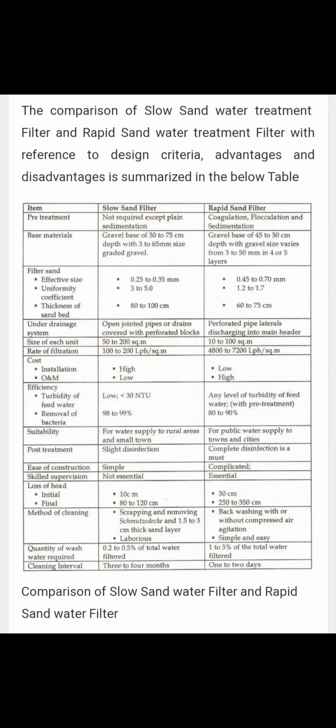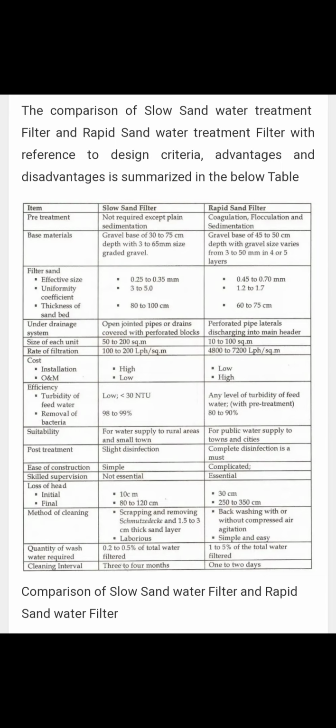Okay, so you can identify the thickness of the sand bed in slow sand and in rapid sand. In the slow sand filter, the depth varies from 80 to 100, that means higher, and in the rapid sand filter the depth is less as compared to the slow sand filter. Also, considering size, the slow sand filter uses very fine sand of 0.25 to 0.35 mm, and the rapid sand filter uses 0.45 to 0.70 mm, that is coarser sand as compared to the slow sand filter.